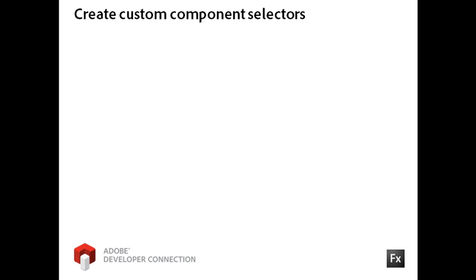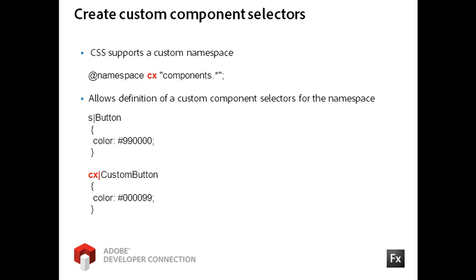Just as in your Flex application, you can create custom namespaces in your CSS files. You create a custom namespace using the @namespace directive. Then you add the arbitrary namespace alias, which is CX here, and the package it applies to within double quotes. Follow that statement with a semicolon. You apply the custom component selector by referencing the namespace and custom component name with a pipe character in between. All the properties that you define between the curly braces are applied to the custom component instances.